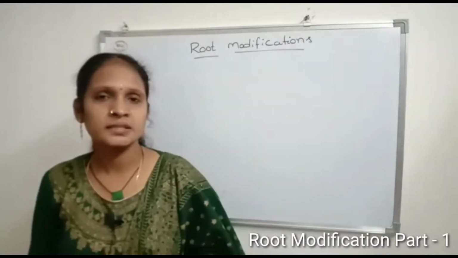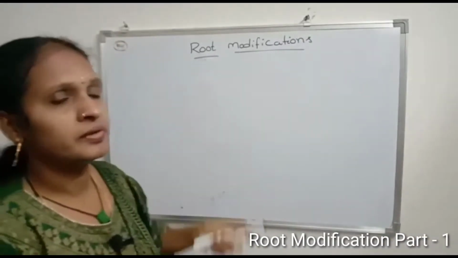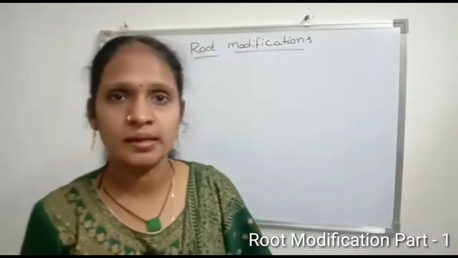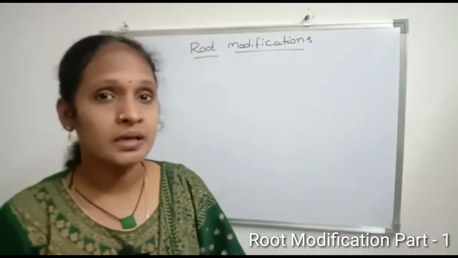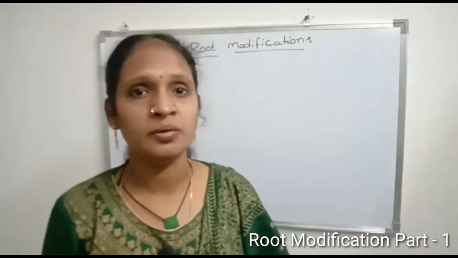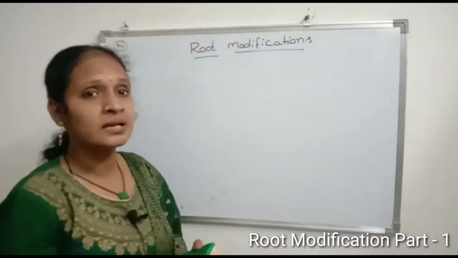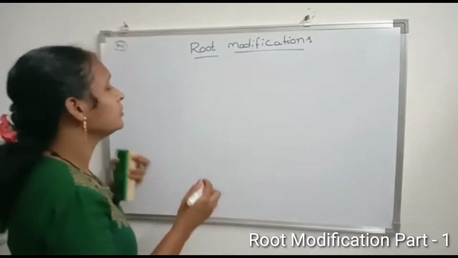In this video, we will discuss the topic of root modification. Roots generally function in the absorption of water and minerals from the soil. They fix the plant into the soil, anchoring the plant. But roots also have some additional functions, like storage of food, mechanical support to the plant, respiration, photosynthesis, and nitrogen fixation. These additional functions are known as root modification.